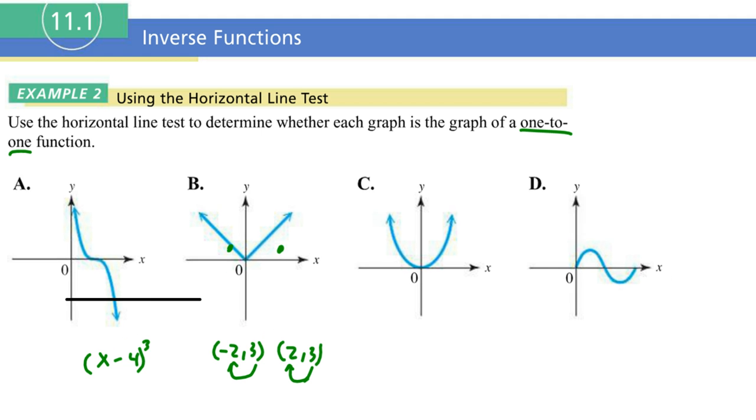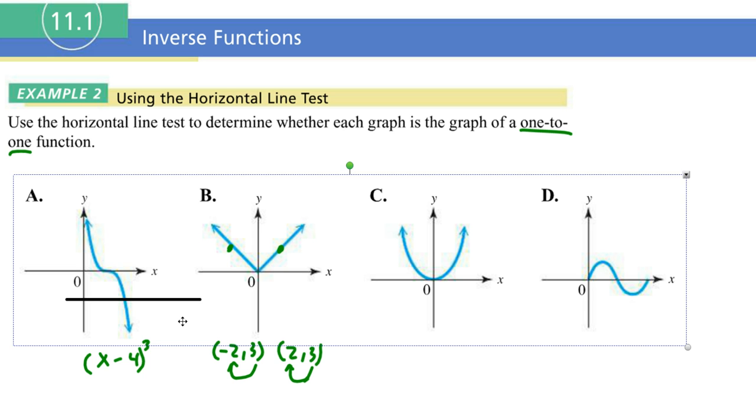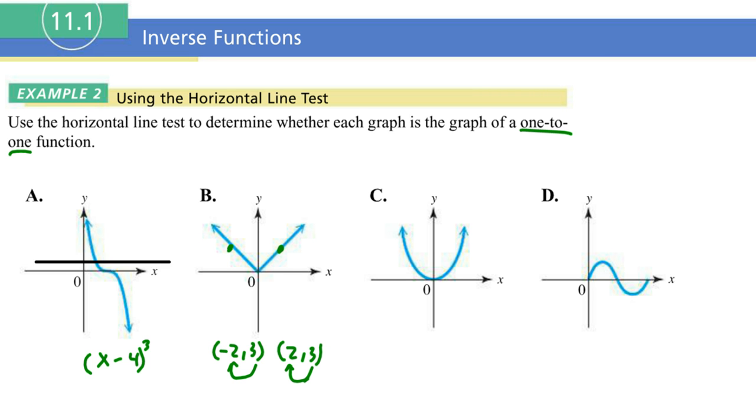So this first one right here is one-to-one. This one's not one-to-one. And this one, as you can see, is not one-to-one. And this one is not one-to-one. So we really only have one yes right there, but we have no, and no. And that's based off of the horizontal line test.